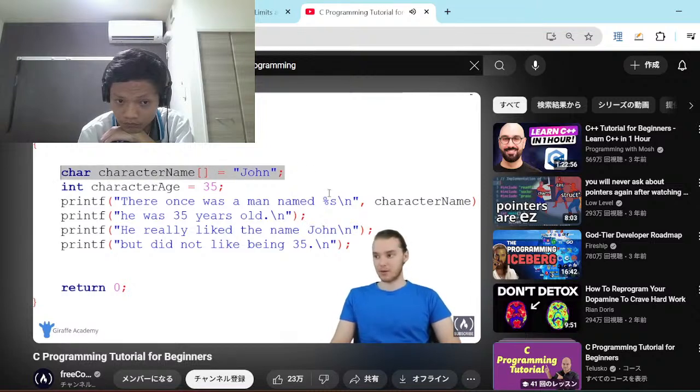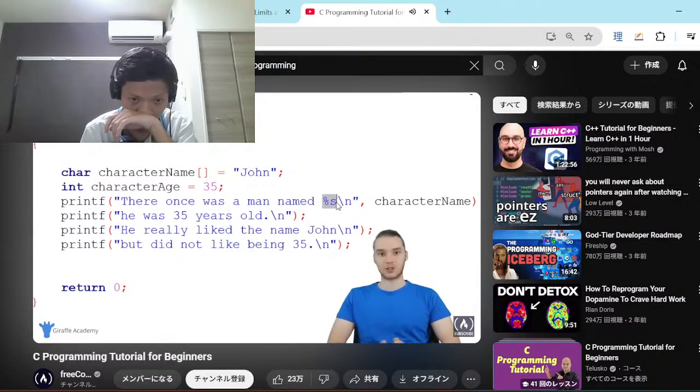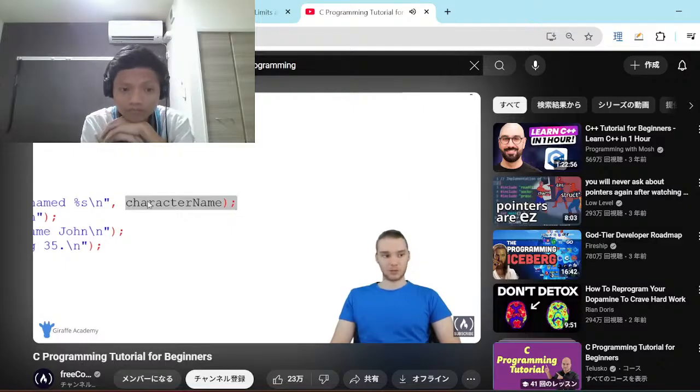So I could call this a string variable. When I say %s, this is basically a placeholder, and I'm telling C that I'm going to insert a string here. Over here, I use this comma, and I type out the string that I want to include. So in our case, it's character name.